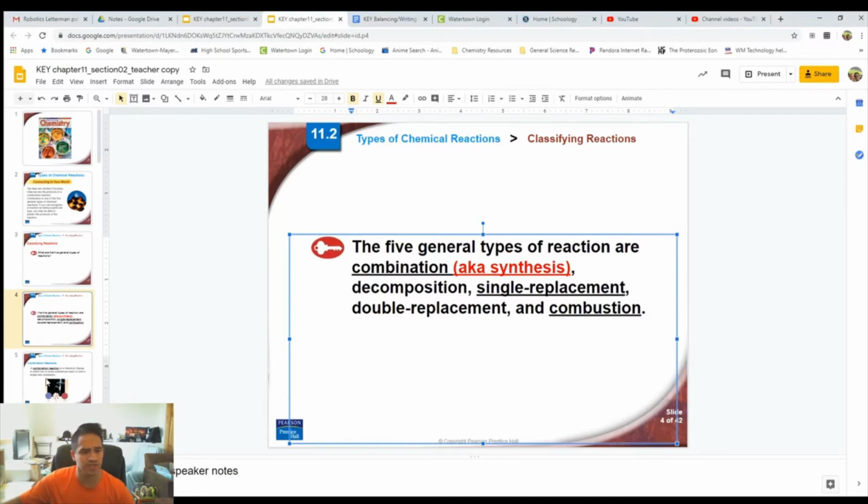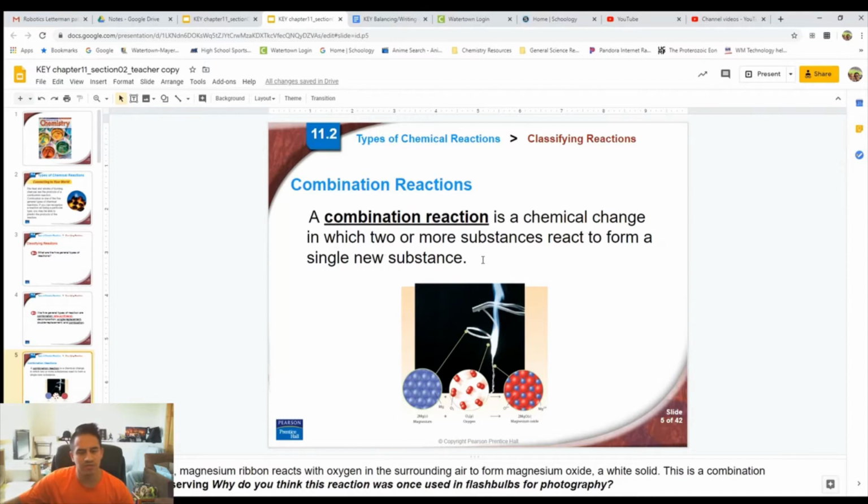We're going to go into each of these in particular so we can understand how each one looks and how it works. A combination reaction, as it sounds, is where we have 2 or more substances reacting to combine and form a single new substance. These can be individual elements combining to make a compound, or 2 compounds combining to make a more complex compound, or an element and a compound combining to make a more complex compound. Either way, you're typically starting with 2 or more reactants and ending up with one product.